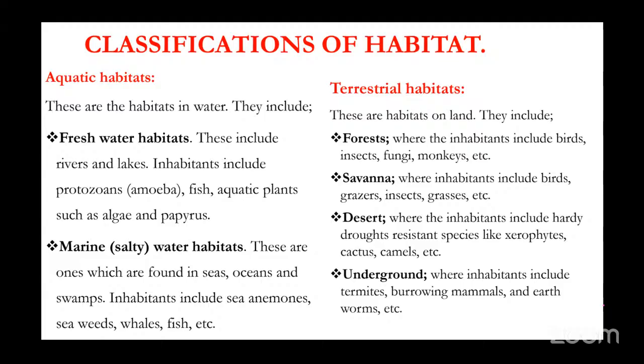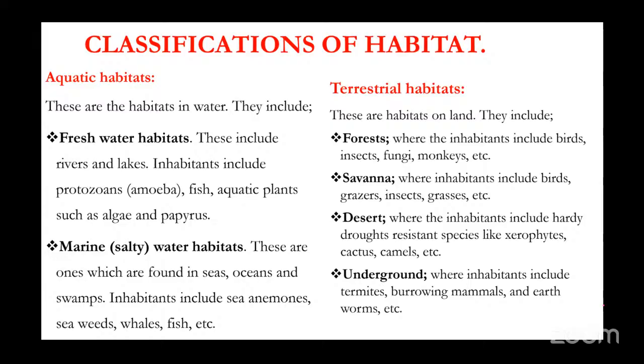Fresh water is obtained basically from lakes and rivers. Then our marine or salty waters are obtained from the seas, the oceans, and the swamps. They are basically salty. That's as far as aquatic habitat is concerned.